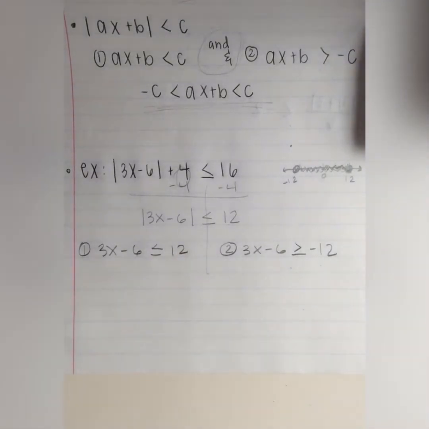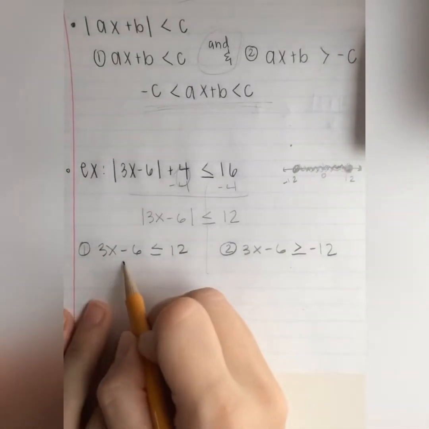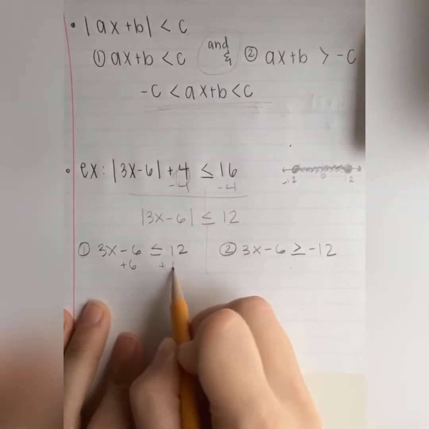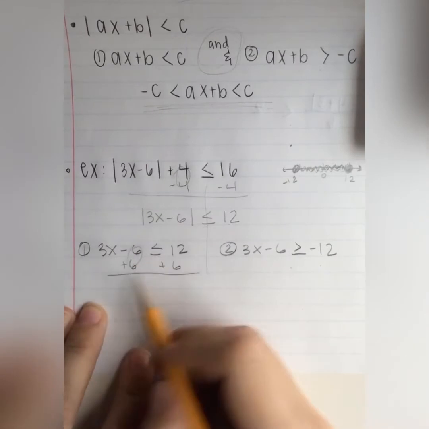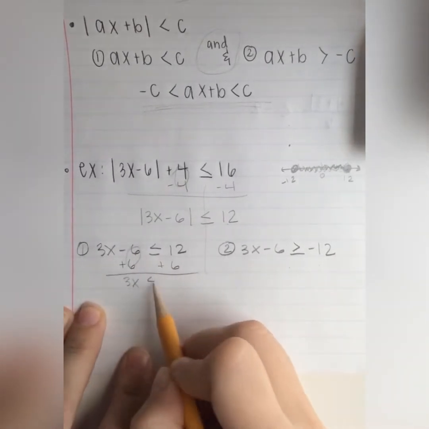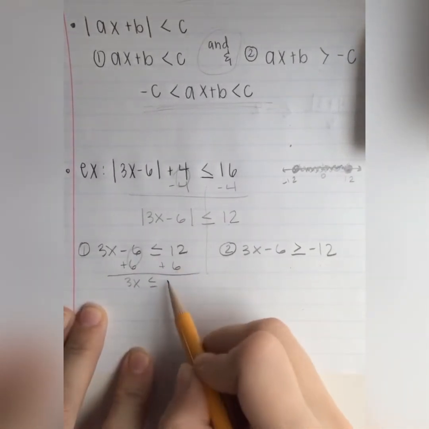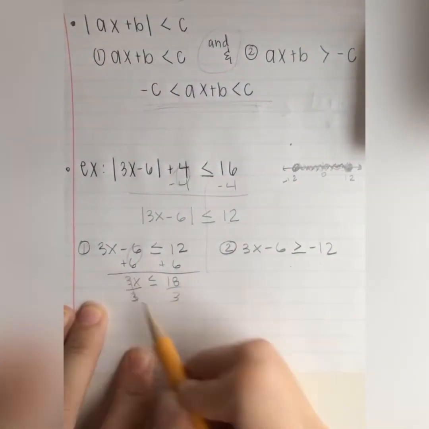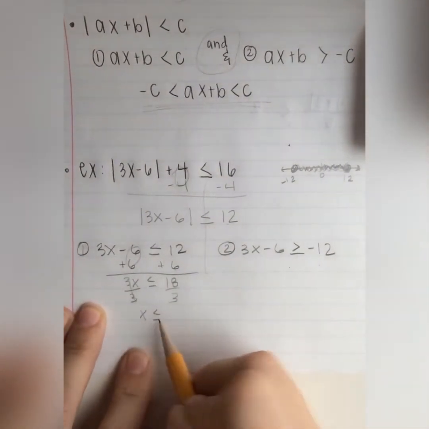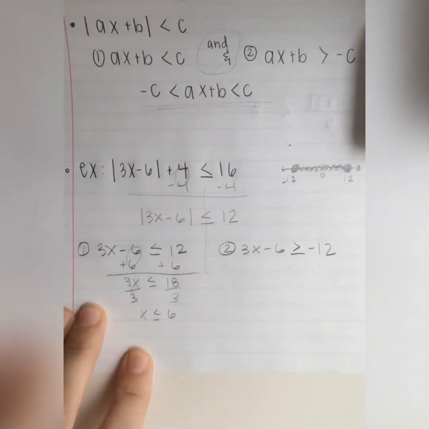Okay? And now we're going to solve. So we would add 6 to both sides, because remember we're trying to get our x by itself. So we have 3x is less than or equal to 12 plus 6 is 18. Divide both sides by 3, and we get that x is less than or equal to 6.